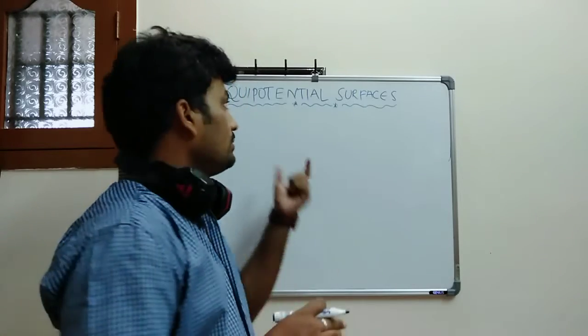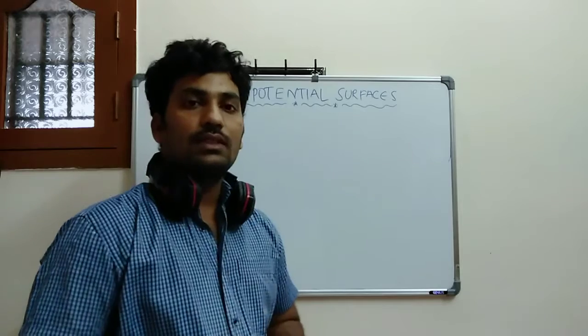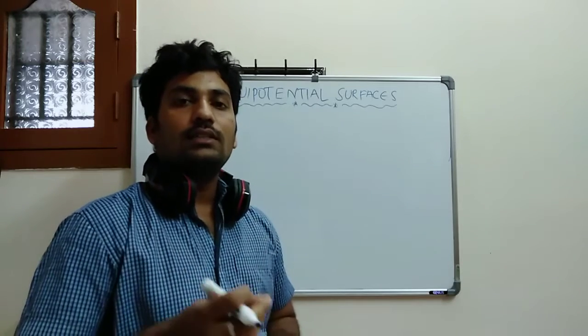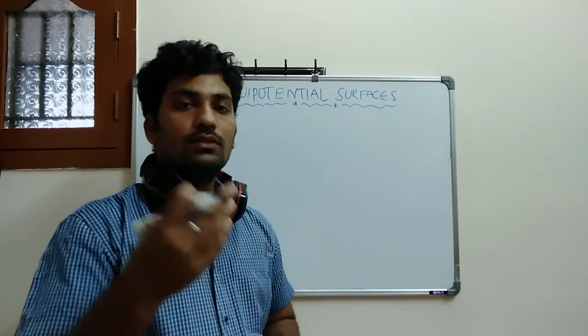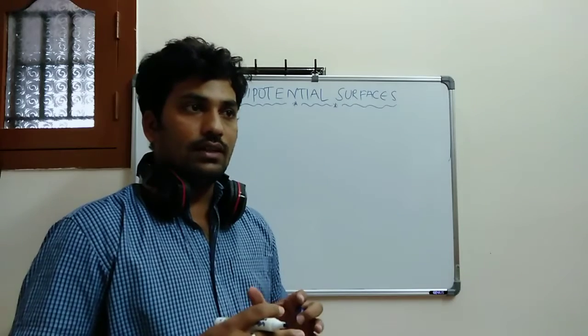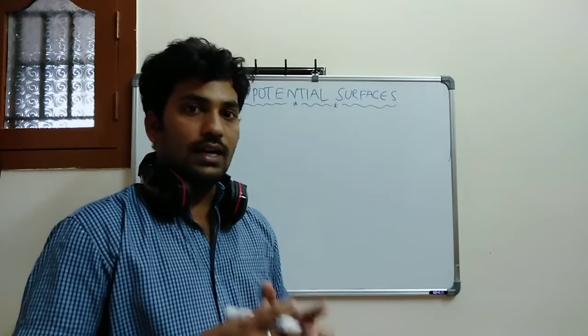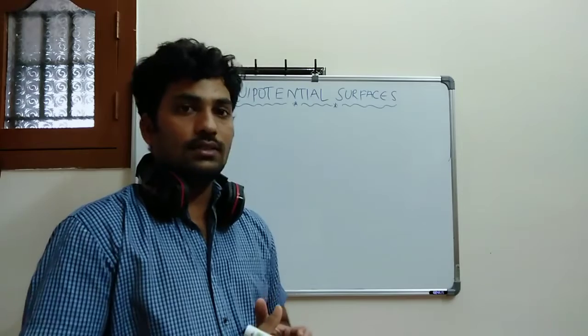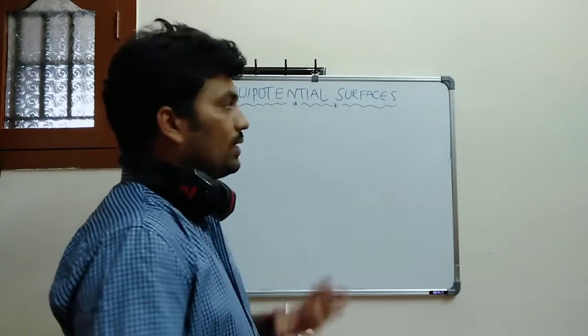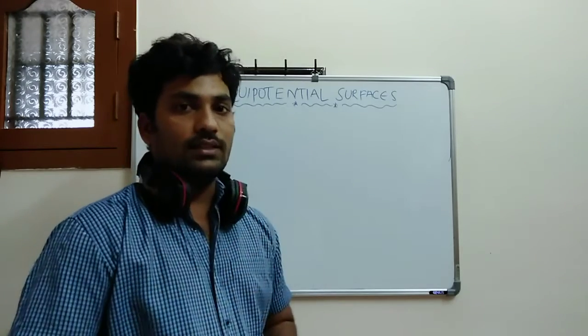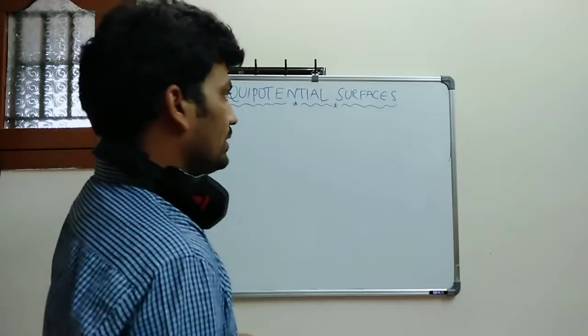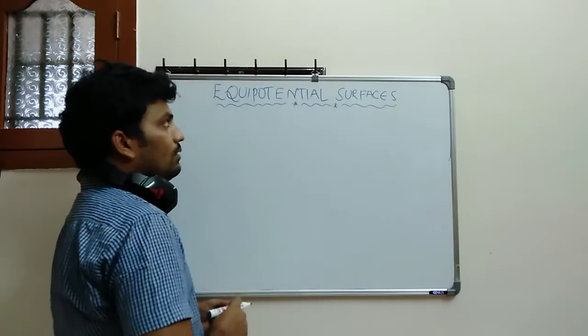Now our topic is equipotential surface. In an equipotential surface, there are certain things we need to consider. If any surface has certain qualities, it is called an equipotential surface. So what are those qualities? First of all, we see the first quality. So first, what is an equipotential surface?